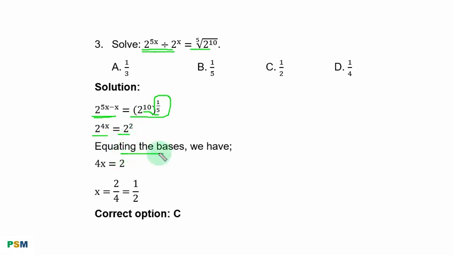Equating the bases, that is, you cancel them out, you are left with the powers. 4s equal to 2. To get s, divide both sides by 4, and you have 2 over 4, which reduces to 1 over 2. The correct option is C.